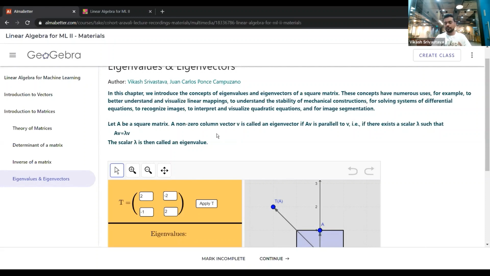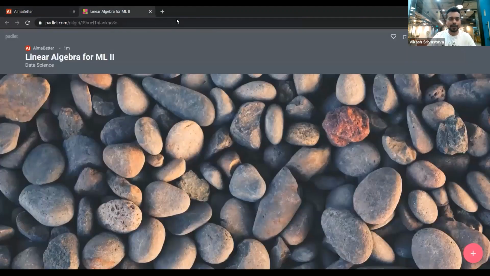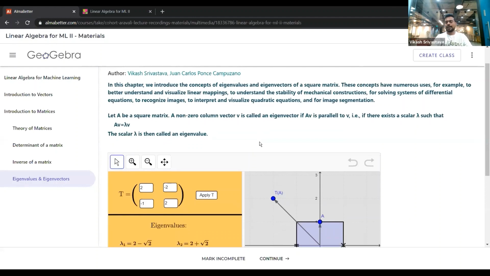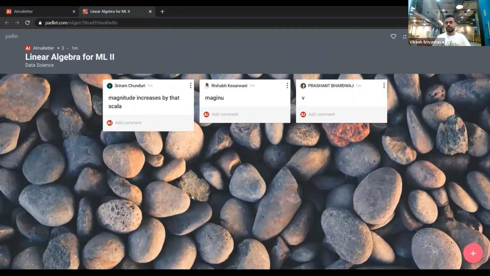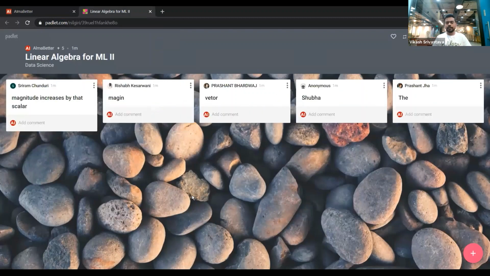Let's say V is a vector. If I multiply any vector with lambda, which is a scalar quantity, what does that do? I just want you guys to answer in this Padlet. I'll share the link over the chat. Can you please answer this question for me? You are given a vector. When you multiply that vector with a scalar quantity, what happens? It's a pretty straightforward concept. If you can write in plain English, that would be great.